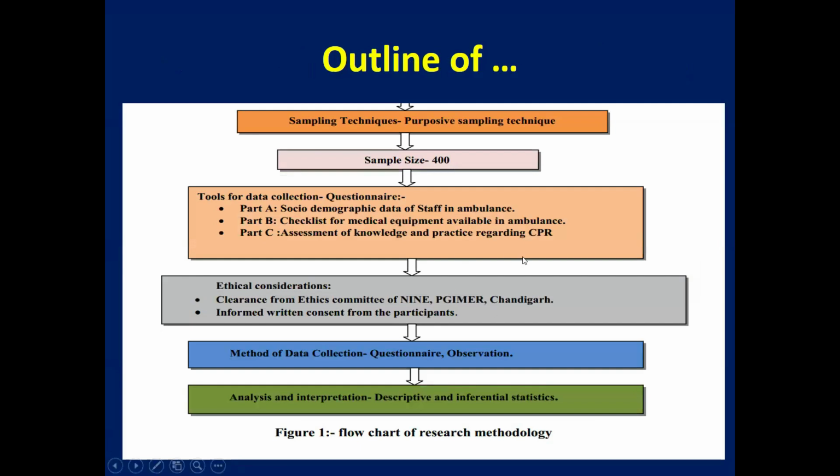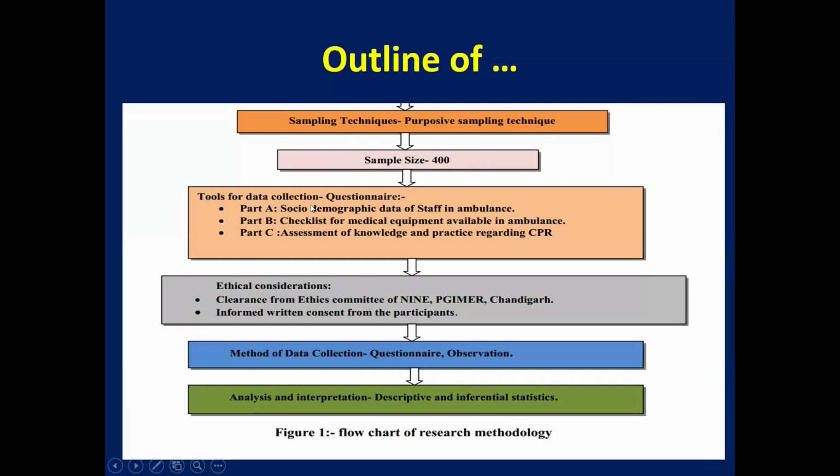Now, sampling technique. We selected the purposive sampling technique. So what is our purpose? Our purpose is our objectives. According to the objectives, we have to select the sampling technique, which is purposive sampling. And now sample size, it's around 400. We calculated the sample size using a formula, and we put it here.